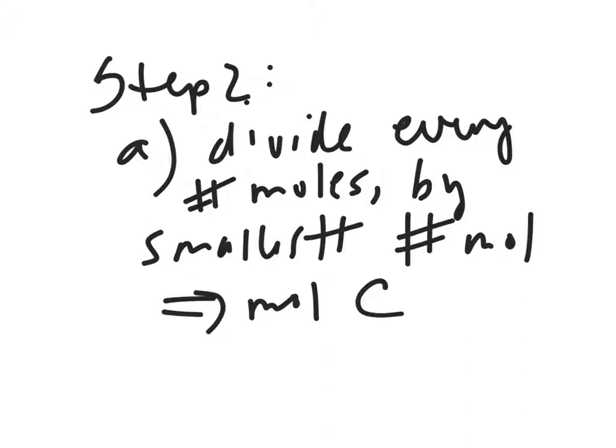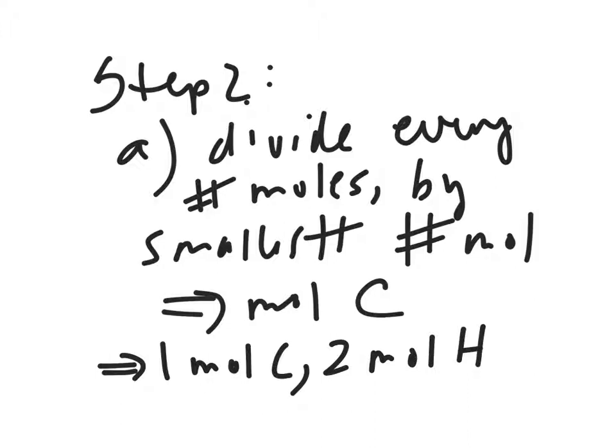So let's go back and take a look. If we do that, since we're dividing by moles of carbon, we get 1 mole of carbon. If we divide the moles of hydrogen, we get 1.999 moles of hydrogen, which is essentially 2. So 1.9999 can be rounded off to 2 moles of hydrogen. And then if we divide 3.33 moles of oxygen, we get 1 mole of oxygen. So now we've got whole numbers.